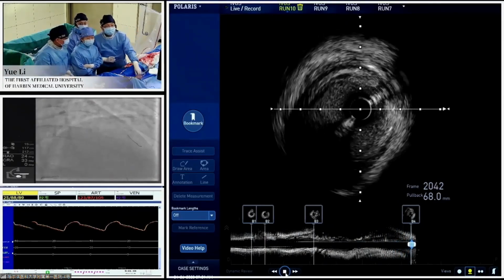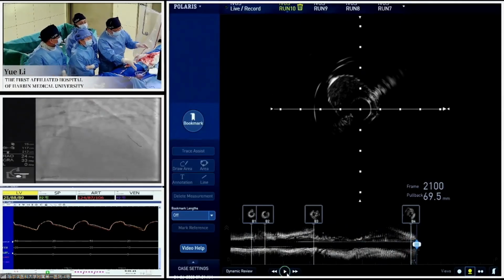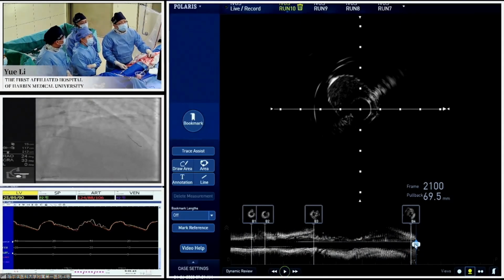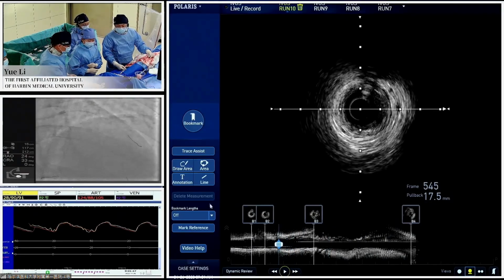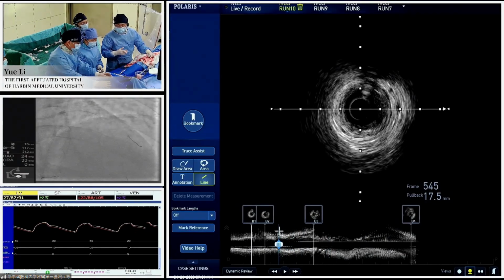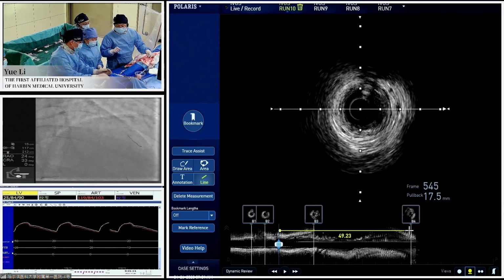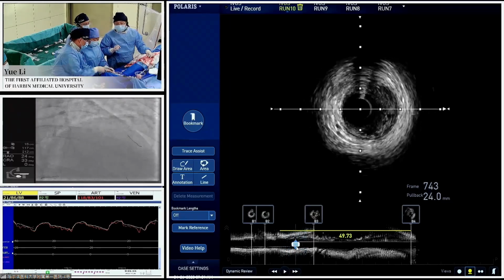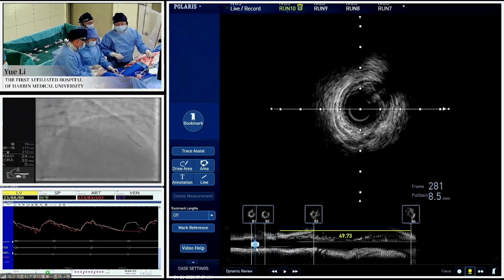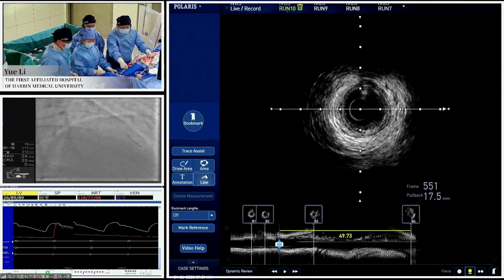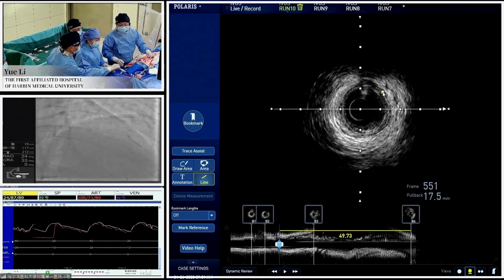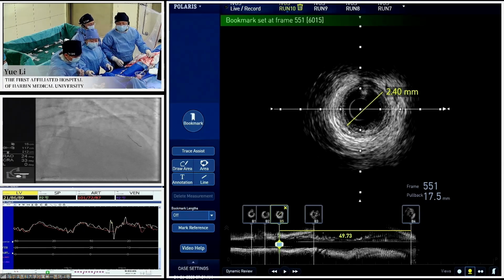Okay. A little bit of nitroglycerin, please. Because most of the segments were in the intraplaque, with no severe hematoma or dissection. Yes. Okay, nitroglycerin, please. Nitroglycerin.